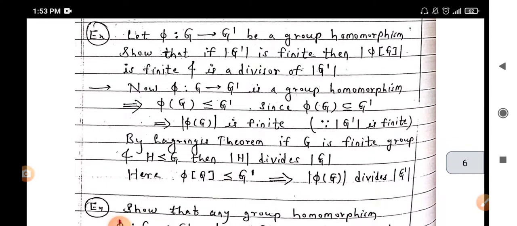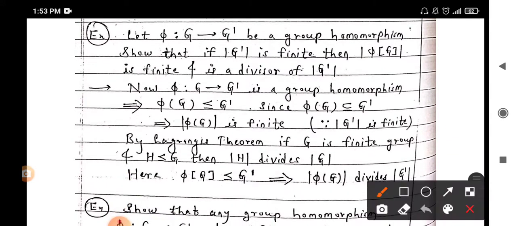Now phi from G to G dash is a group homomorphism, hence phi of G is a subgroup of group G dash. Since phi of G is a subset contained in G dash, therefore phi of G is finite. कारण G dash finite आहे, मग G dash phi of G ची ऑर्डर काय आहे, G dash च्या ऑर्डर पेक्षा लहान असणार आहे, म्हणून phi of G पण काय असणार आहे, finite असणार आहे.